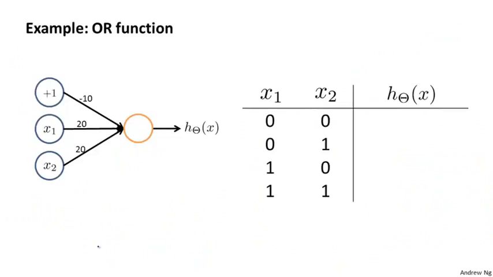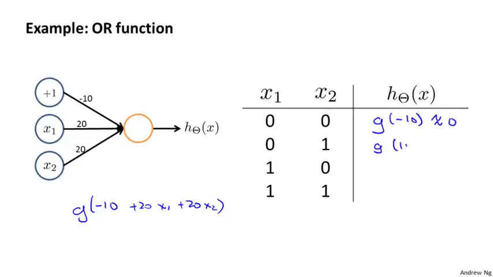This network shown here computes the OR function. Just to show you how I worked that out, if you write out the hypothesis, you find that it's computing g of minus 10 plus 20x1 plus 20x2. And if you fill in these values, you find that that's g of minus 10, which is approximately 0, g of 10, which is approximately 1, and so on. And these are approximately 1 and approximately 1, and these numbers are essentially the logical OR function.